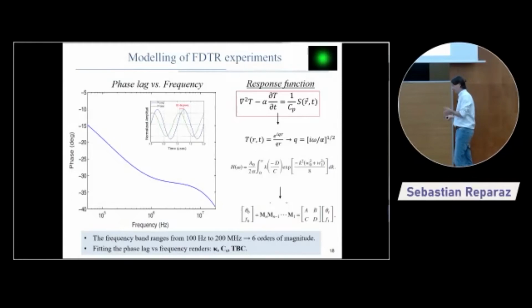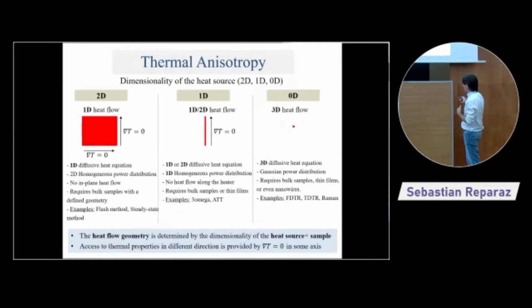What can you measure with this? Bulk samples, of course, and also thin films, and also you can have access, depending on the frequency range that you use, to what is known as the thermal interface resistance between the thin film and the underlying substrate. So in this regard, in my opinion, it's quite a powerful technique. With time domain thermoreflectance, you can do very similar things, okay? By using a different technical approach.